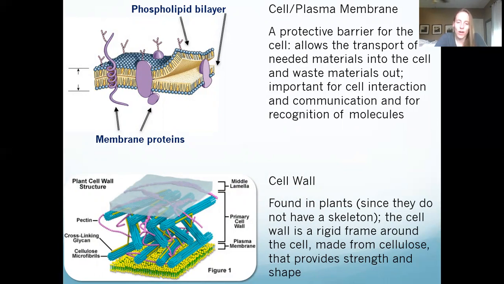The cell wall is a much sturdier structure found only in plants. And the reason plants need that sturdy structure is because plants don't have a skeleton. So the only way to get a tall tree that doesn't just flop over on itself is to have this nice rigid cell wall that can stack on top of each other. It is made of cellulose and it helps provide strength and shape to the entire plant.